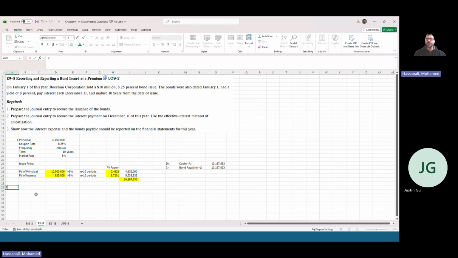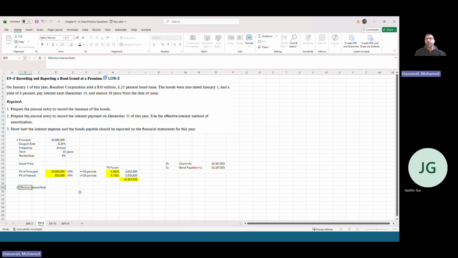Then you get to the second part of the question, which tells you to prepare the journal entry to record the interest payment on December 31st of this year. Use the effective interest rate method of amortization. Okay, so we know that for the effective interest rate method of amortization, we need to calculate first the effective interest rate.